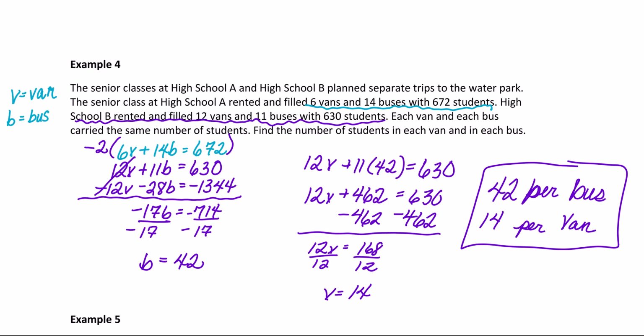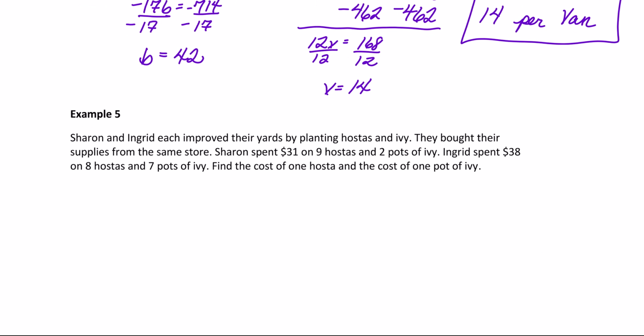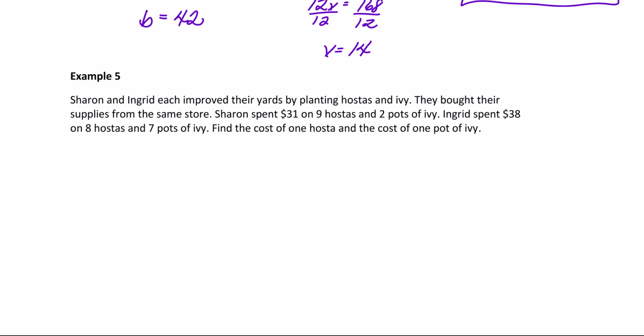All right. Go ahead and try 5 and 6. I'm going to write the answer here. Hostas, it's $3 each. And then Ivy is $2 each. If you have questions or if you want me to work those out, let me know and I will do that.